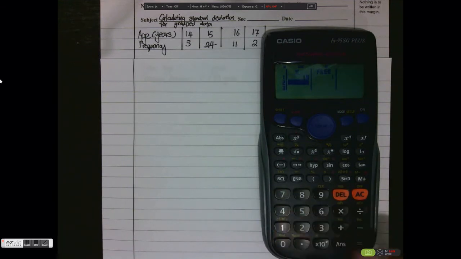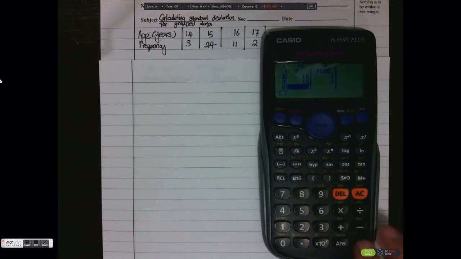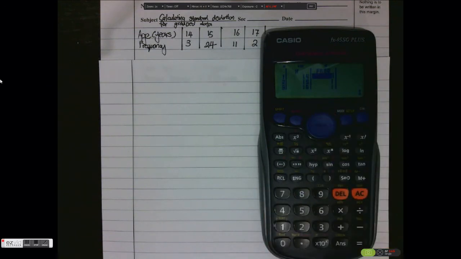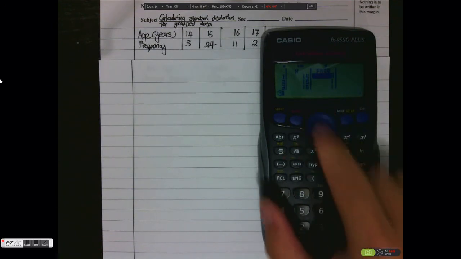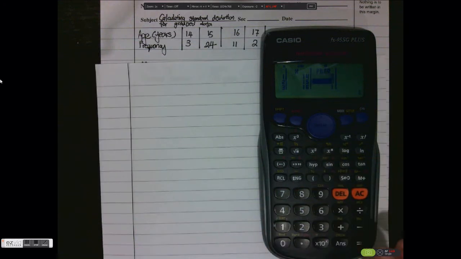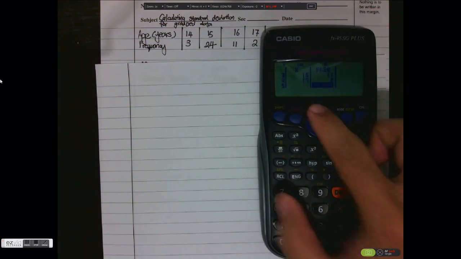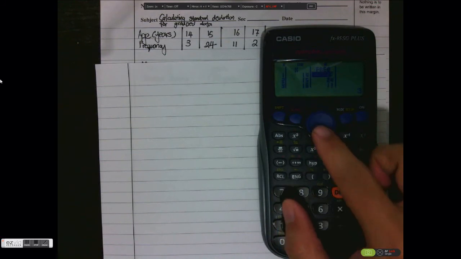So what we key in: 14, 15, 16, 17. Now we can change the frequency for each one. 14 occurs 3 times. I just maneuver using the pad. 15 occurs 24 times. 16 occurs 11 times. Oops, made a mistake there. That's a good thing. 11 times. 17 occurs twice. Just check to see that all your data is correctly keyed in.